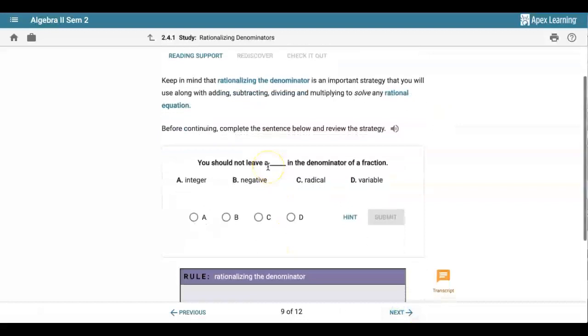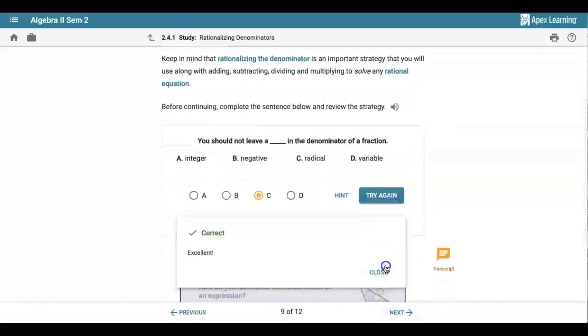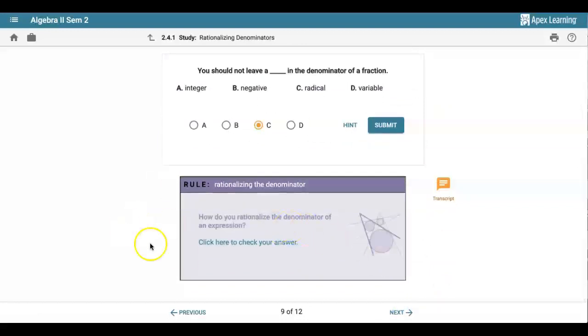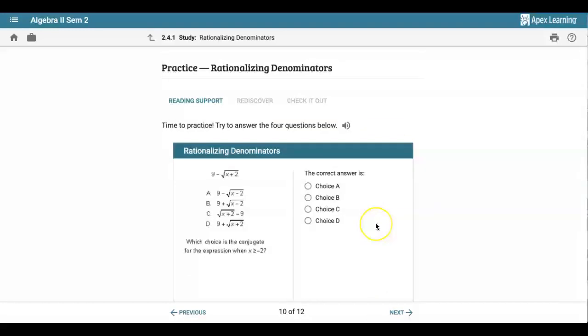All right, so just to confirm what we know, you should not leave a radical in the denominator of a fraction. There are multiple steps here for how to get the radical out, and again, it's multiplying by a factor of 1. Whether it's b over b, where b is just the original radical, or the conjugate, we're still going to multiply by that b over b in order to cancel it out.